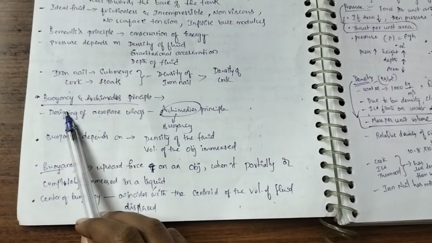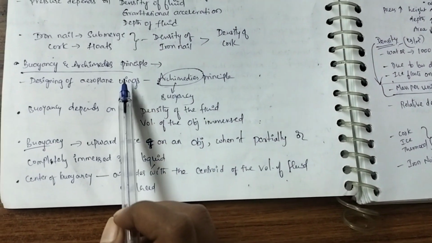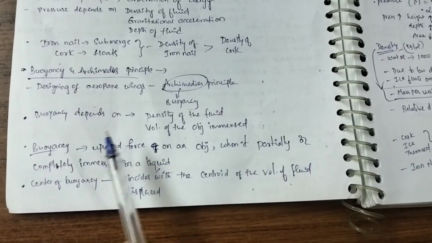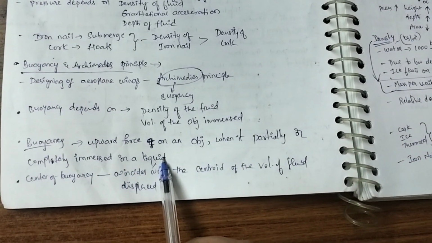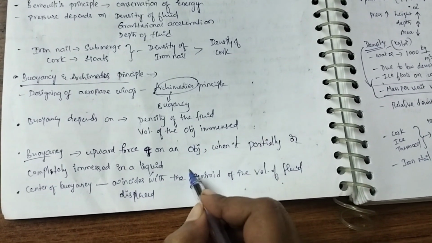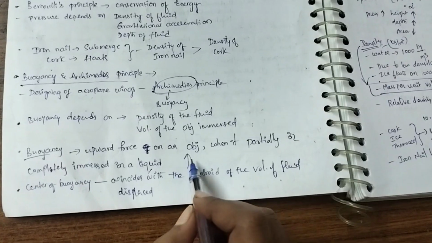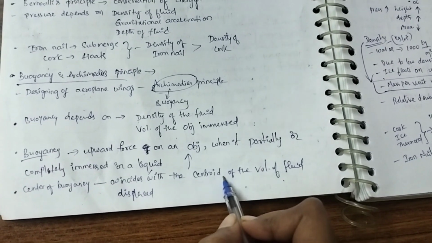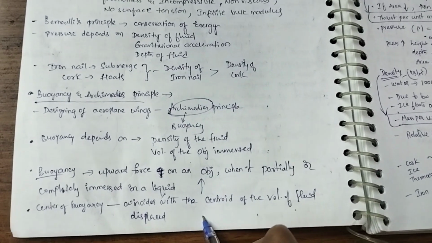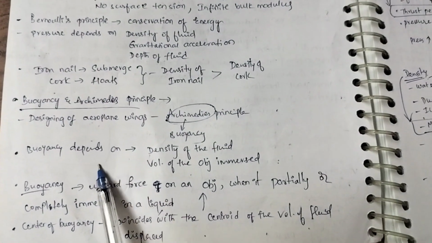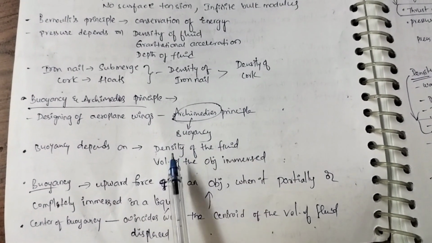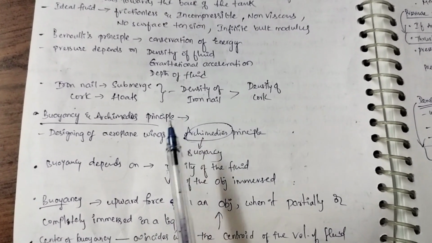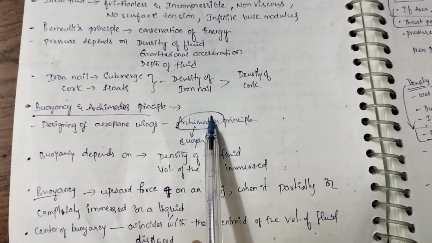Buoyancy and Archimedes principle. What is buoyancy? It is the upward force on an object when it is partially or completely immersed in a liquid. The buoyancy always acts upwards. What is the center of buoyancy? The center of buoyancy always coincides with the centroid of the volume of the fluid displaced. Buoyancy depends on the density of the fluid and the volume of the object immersed. Buoyancy was introduced by Archimedes.